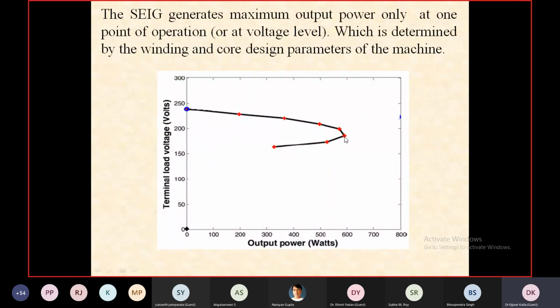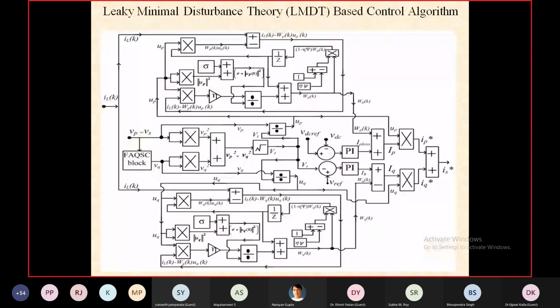See, in an induction generator, usually its efficiency is maximum at one point of operation. So that is the leaky minimal disturbance theory based control algorithm that I had developed to implement this scheme. And this scheme is published in IEEE Transactions on Industrial Electronics. And it was the first scheme of single phase self-excited induction generator which was published in IEEE Transactions on Industrial Electronics.